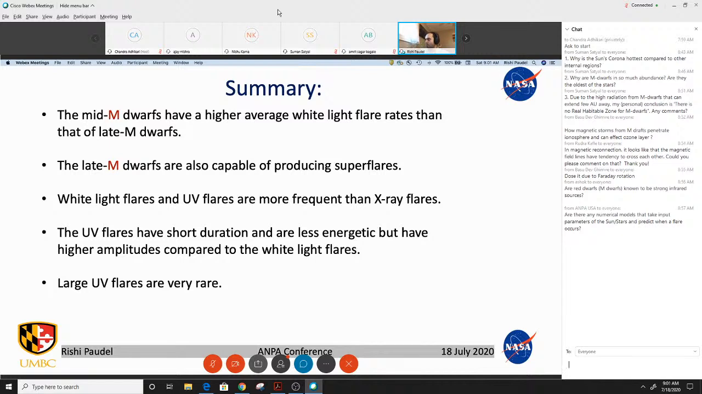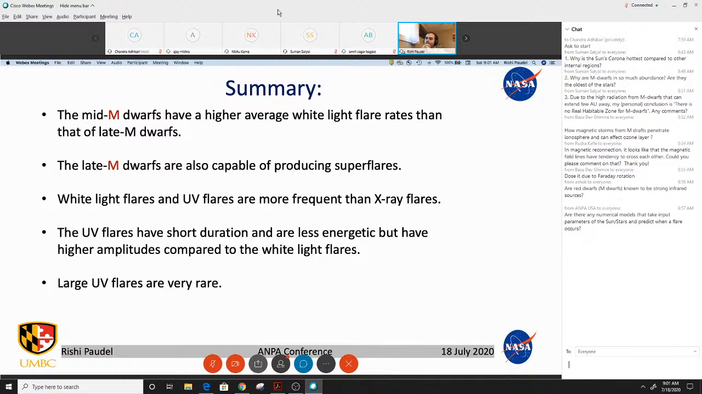Okay, so the last question is again from Suman Satyalji. I think these are more comments. Due to the high radiation from M dwarfs that can extend a few AU away, my personal conclusion is there is no real habitable zone for M dwarfs. Any comments?